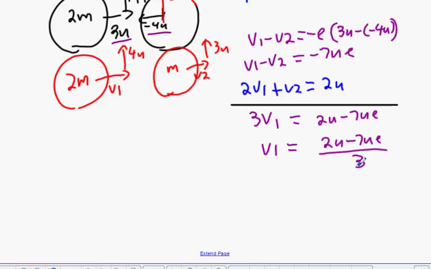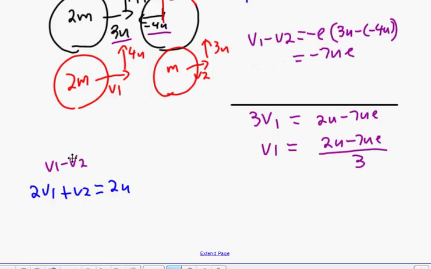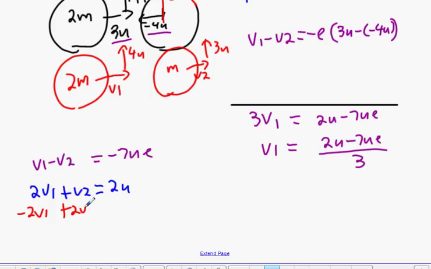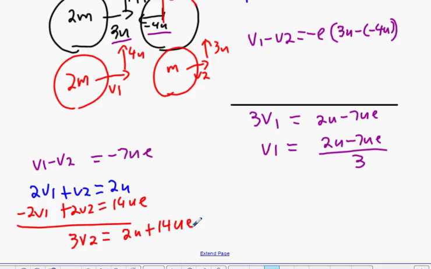Now, you're going to be lazy, and me being lazy means this. I'm going to do this again, except this time we multiply the top one by minus 2. What's that? Minus 2v1 plus 2v2 equals 14ue. Are you happy with that? 3v2 ends up being 3u plus 14ue plus 2u, all over 3.